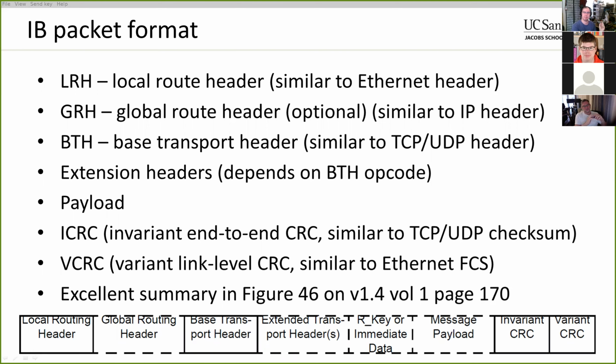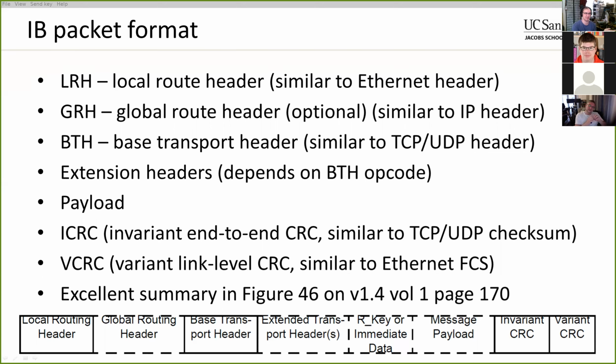So the ICRC is basically equivalent to the TCP or UDP checksum. And then the VCRC is basically equivalent to the Ethernet FCS. The ICRC, you compute that by the original sender and you check it at the ultimate receiver that's going to be actually handling the data. The VCRC is just used to protect packets as they traverse individual links. And the reason you need both is because the VCRC doesn't protect you if bits get flipped inside of switch buffers or something as the packet is being sent.